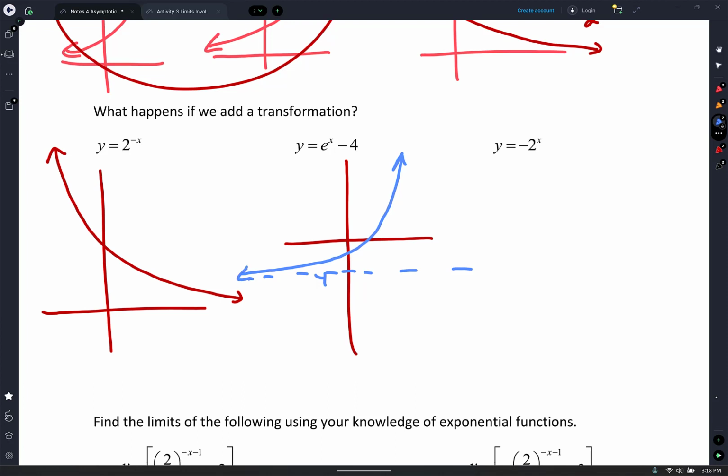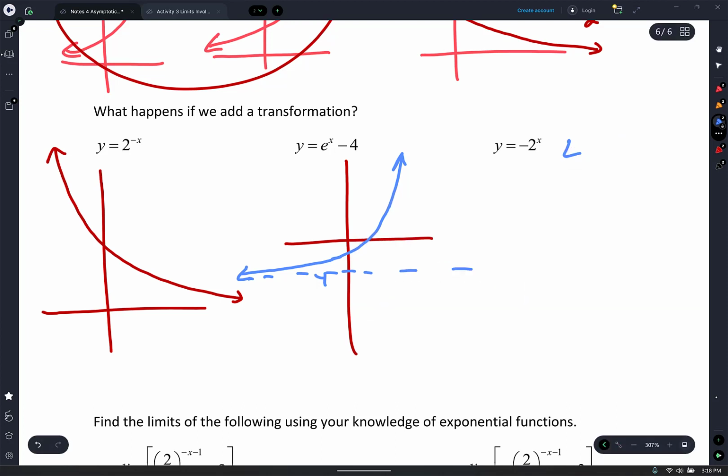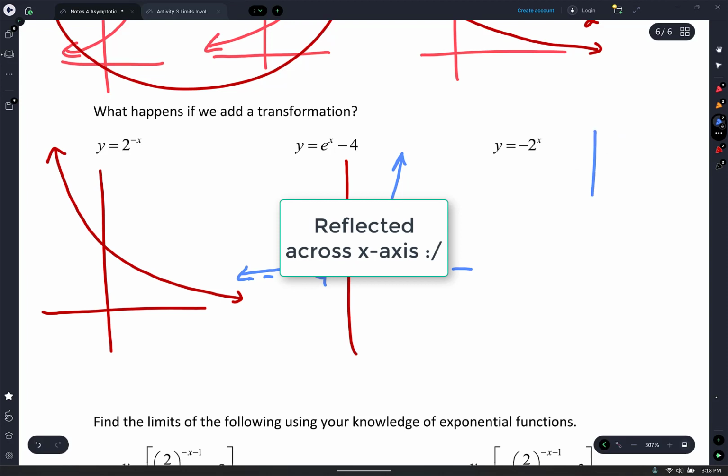So now if I tell you what's the limit as x approaches negative infinity for e to the x minus 4, you would tell me negative 4. Are we okay? Okay. Negative 2 to the power x. Well, 2 to the power x would look like that. But if I put a negative in the front, all that does is reflect it across the y-axis. Good. So it's going to look like this.